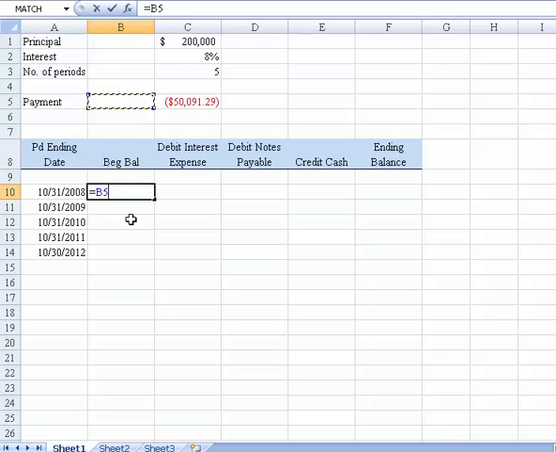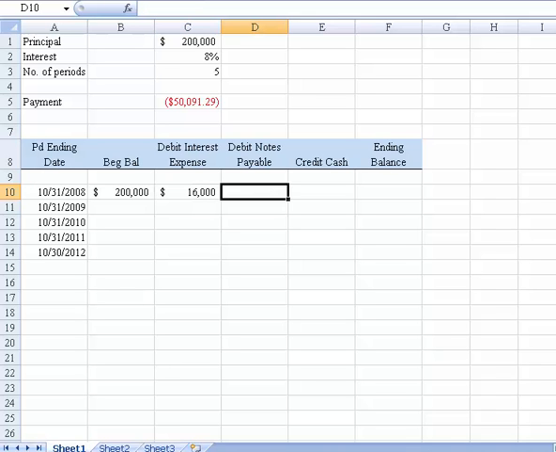The beginning balance is the amount that we're borrowing, right? The interest expense is going to be 8% times that, so we'll take the 200,000 times the 8%, and I'm going to lock that in with an F4, which means always grab from cell C2 even if I copy this. All right, and let me format this as well. I want to do it just in whole dollars.